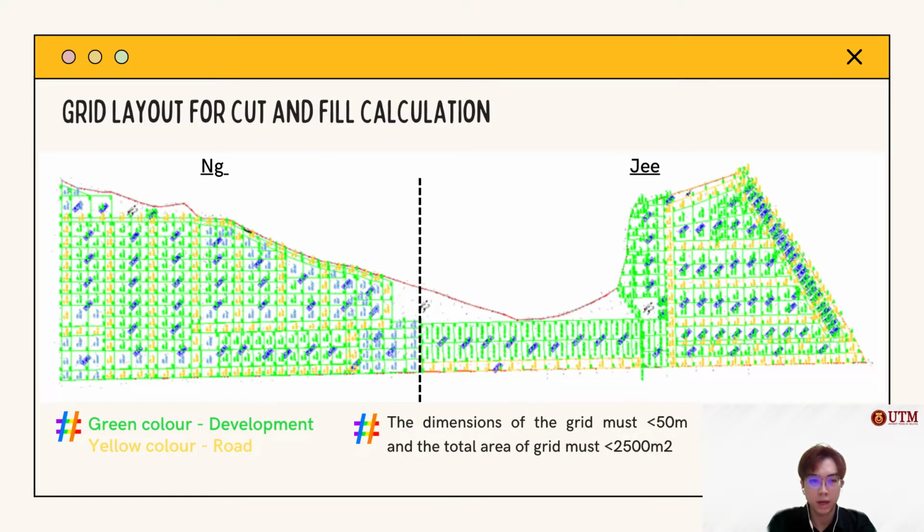This is the grid layout for cut and fill calculation. The left part is taken by me, while my partner G has taken the right part. Green color indicates development and yellow color indicates load. Our grid is more implemented compared to just using the symmetrical grid. Our grid follows the development, but there is one thing we must consider, which is that the dimensions of the grid must be less than 50 meter and the total area of the grid must be less than 2,500 meter square.